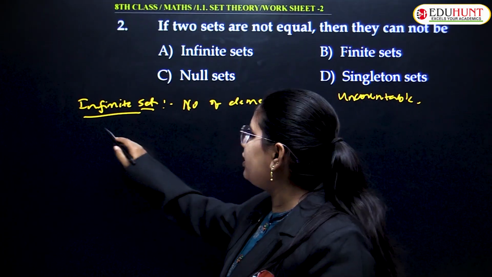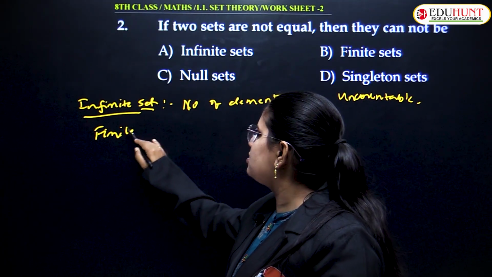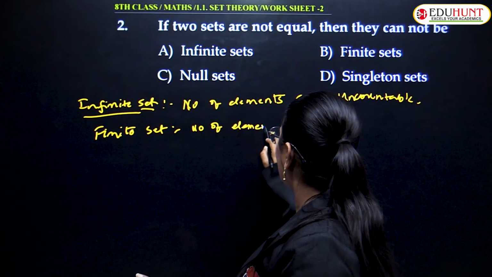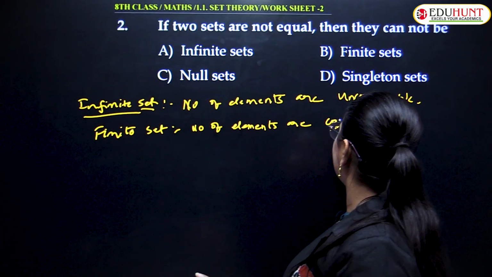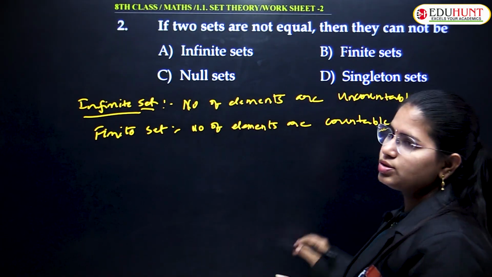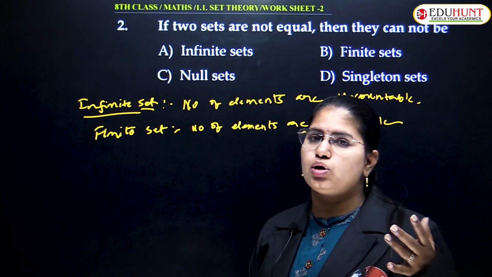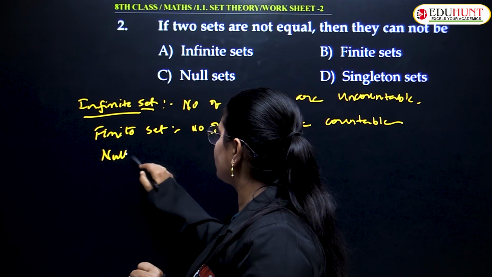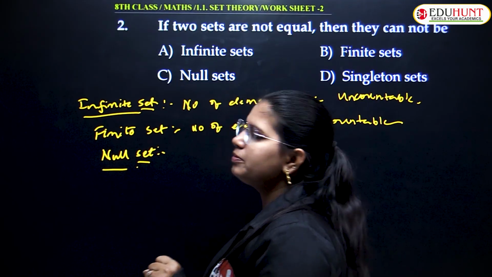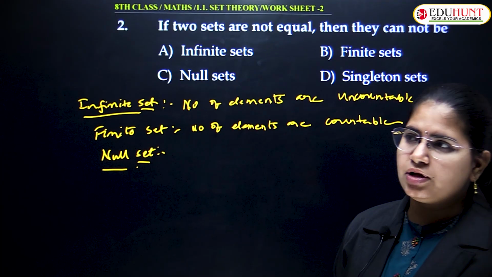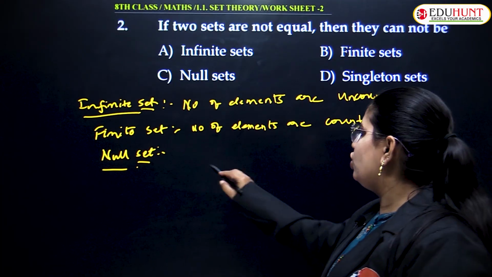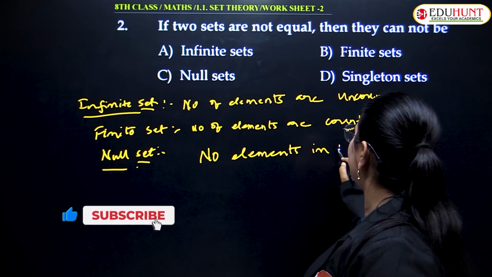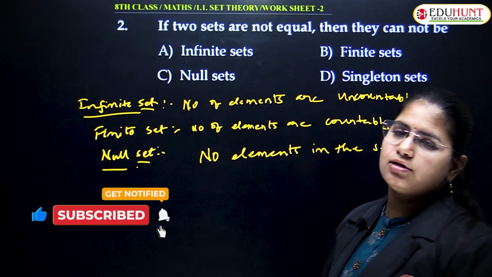Okay, next one is finite. Finite means the number of elements is countable. So in this case, in the set you will count the number of elements. Next, null set. Null set means you will not have any elements in the set. No elements in the set. Right? Next.